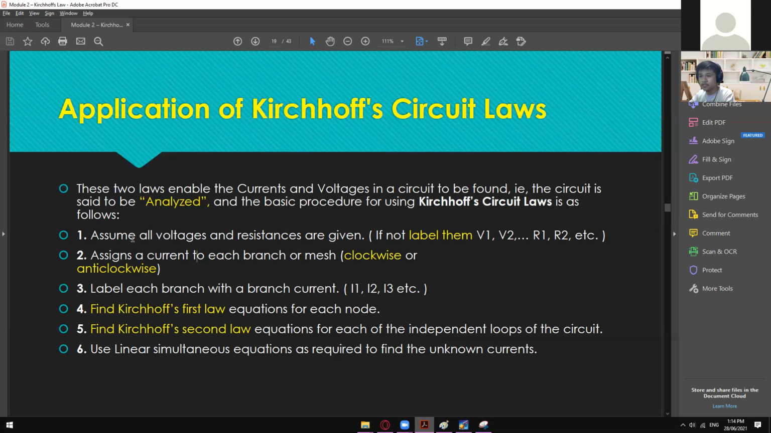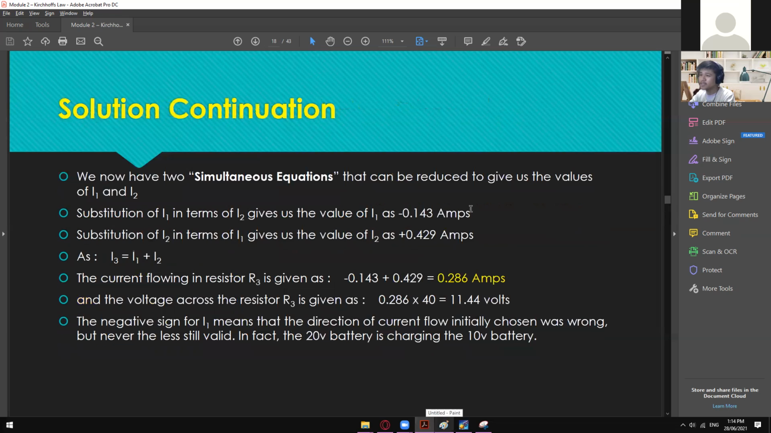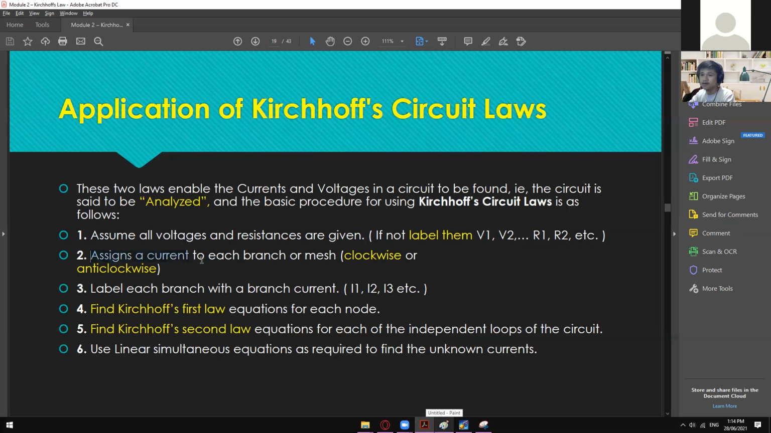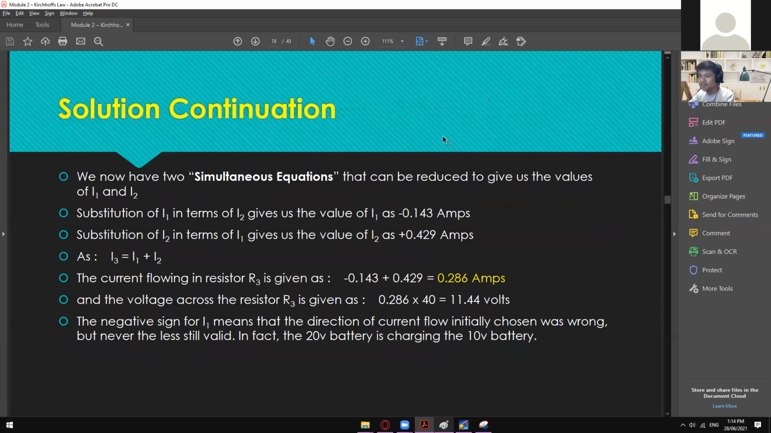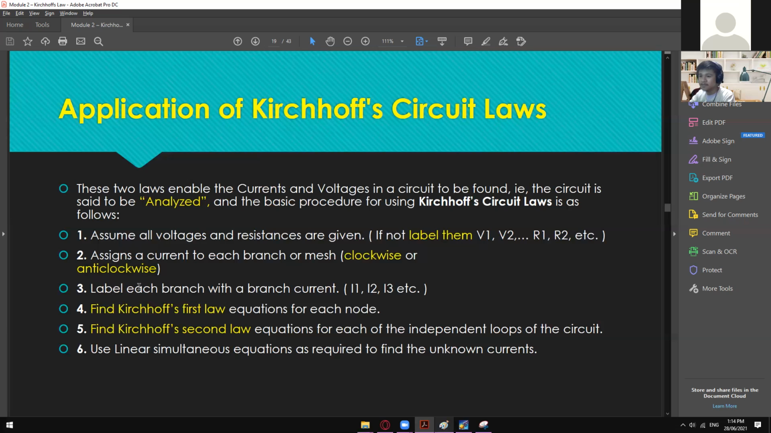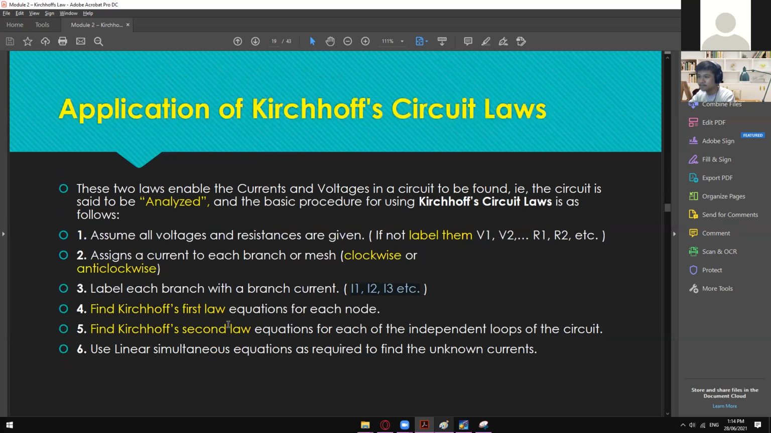In here, we will just assume all voltages and resistances are given. If not, label them V1, V2, R1, and R2. But in our case, it's already given, so we don't need to do that one. That is why we have already jumped onto number 2. In here, the clockwise or anti-clockwise direction is also already given. So step 1 and step 2 are already done. Then step number 3, label each branch with a branch current. In here, it's also done, which is I1, I2, and I3. So they are already labeled.